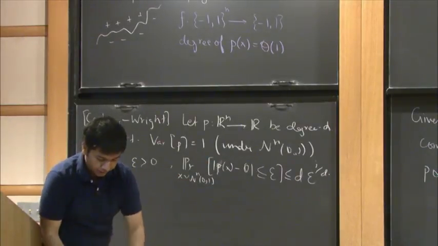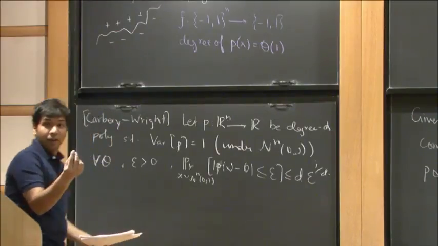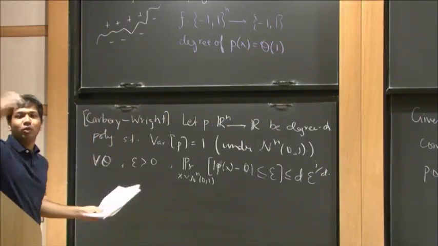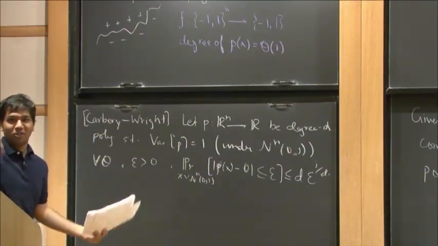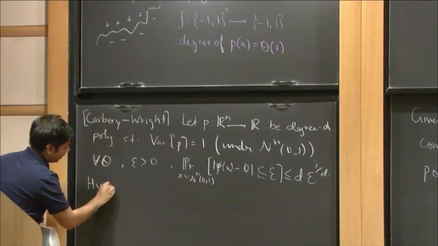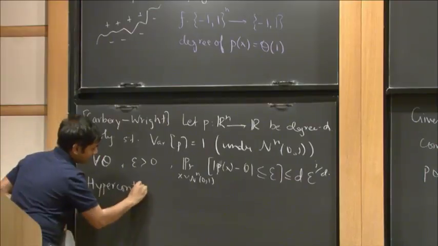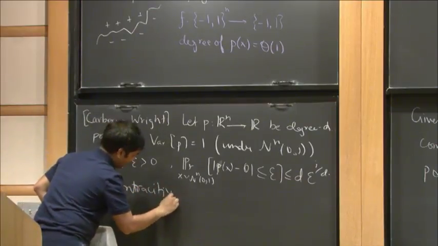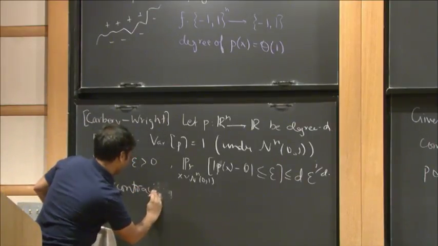On the other hand, there's also hypercontractivity, which says Gaussian polynomials aren't super far out from the mean. So this is hypercontractivity. I don't really know who proved it first. It's a checkered history.